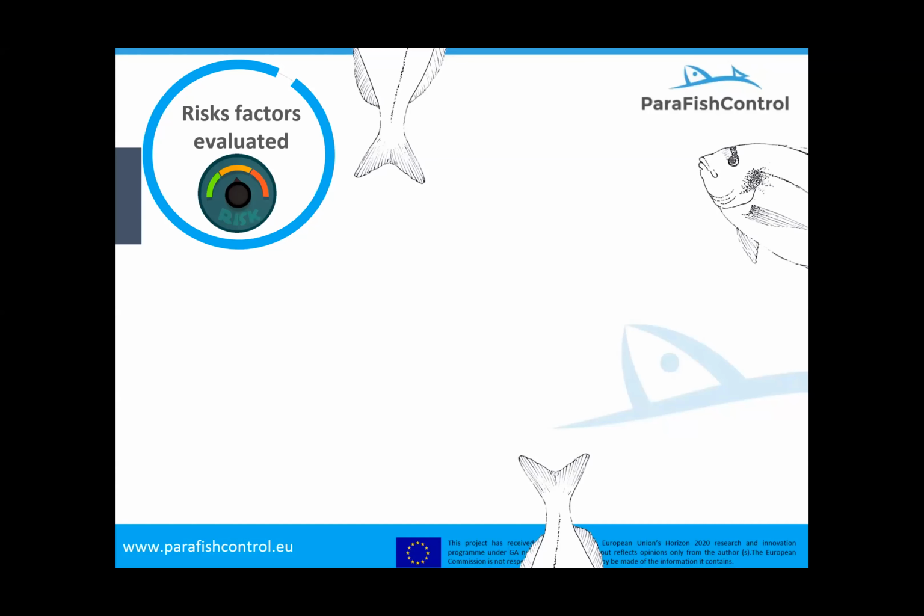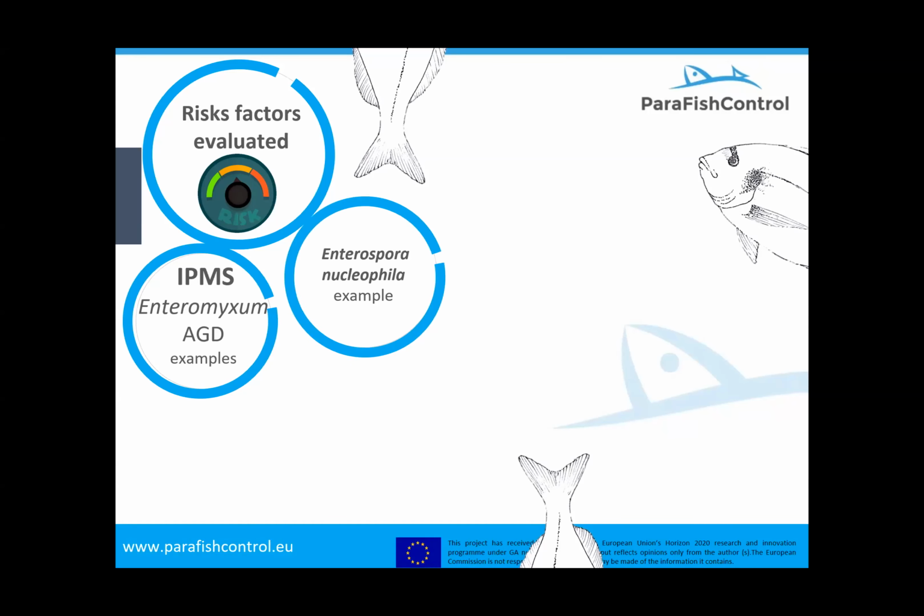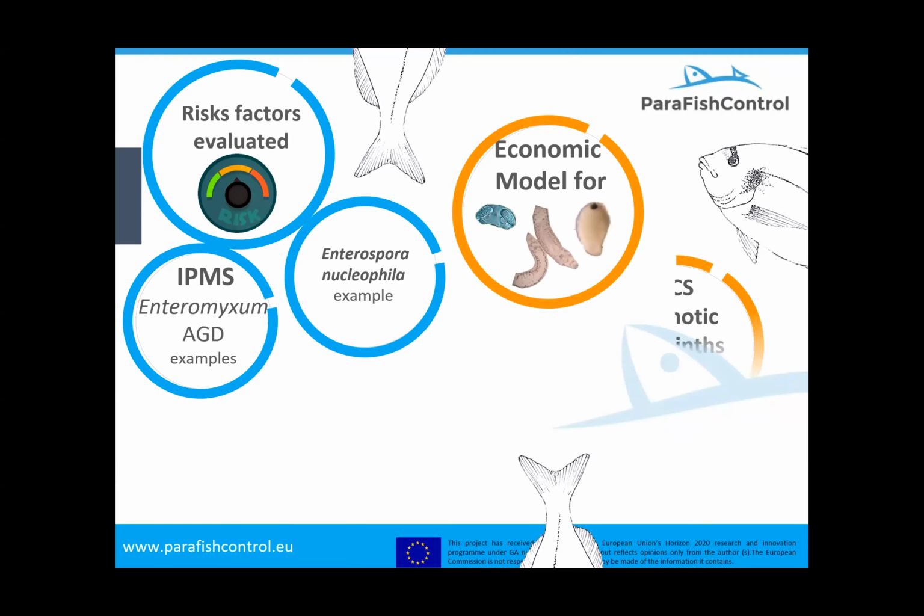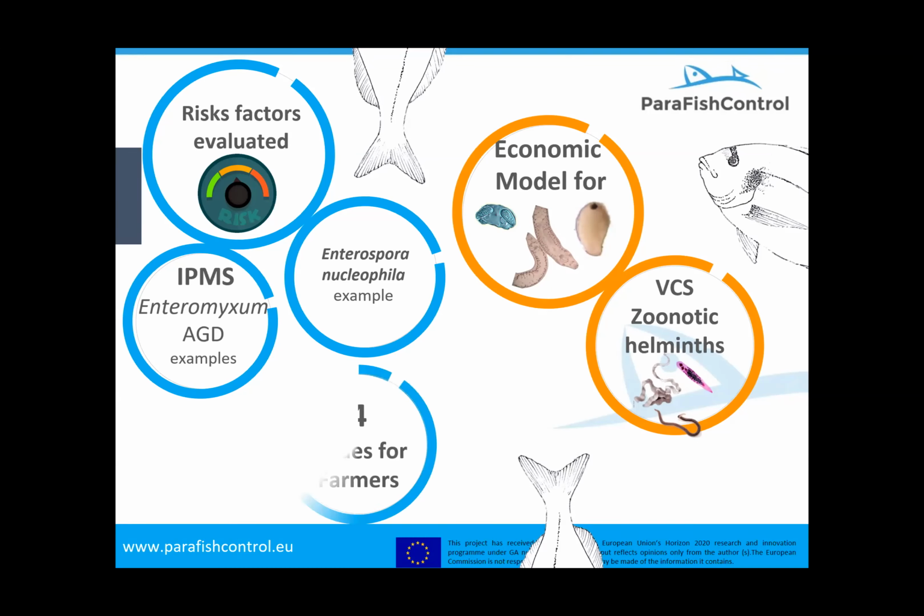We had the risk factors evaluated, and you're going to have two examples of these integrated pest management strategies, the example of Enteromyxum leei and the amoebic gill disease. You're going to have the example, as I mentioned before, of Enterospora nucleophila from this longitudinal study. You're going to have the economic model for Mediterranean fish species, for Enteromyxum leei, Sparicotyle chrysophrii, and Ceratothoa oestroides, and also more information about how we have handled the issue of zoonotic helminths.